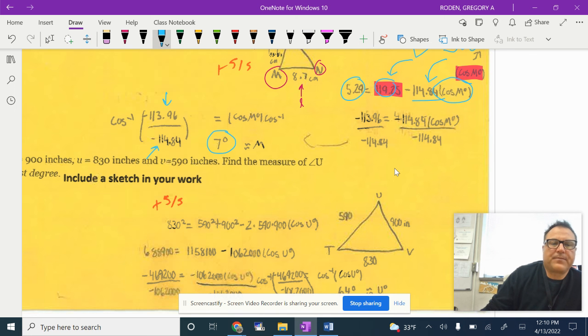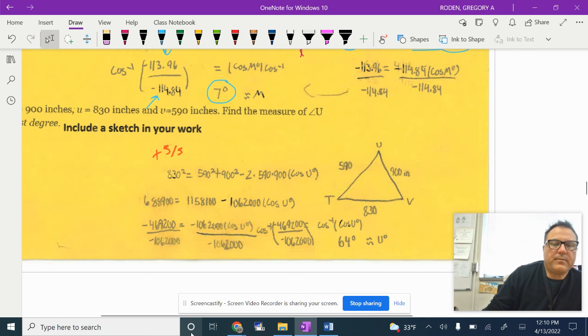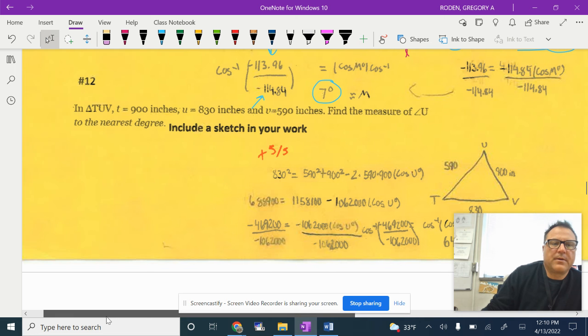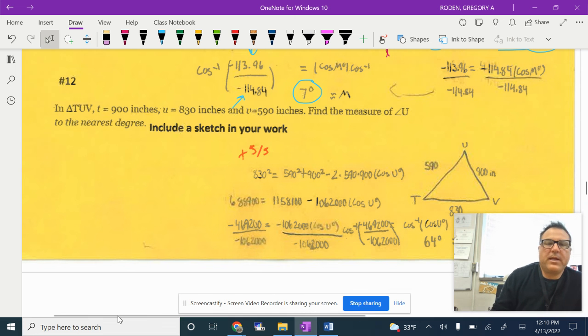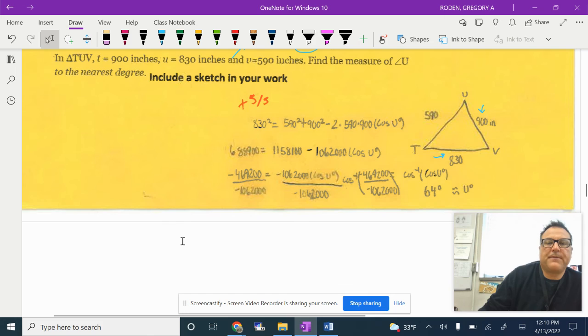All right. And the last one on this section is, well, we know that little t is 900. We know that little u lies opposite of angle U, which is 830. And we know that little v lies opposite of big V, and that is going to be 590.